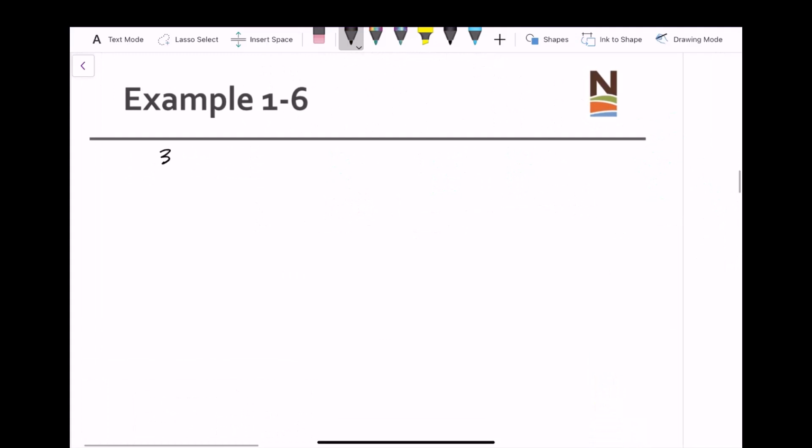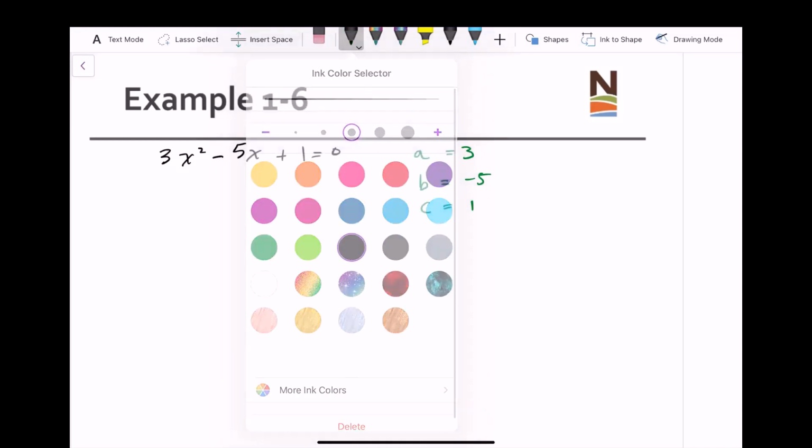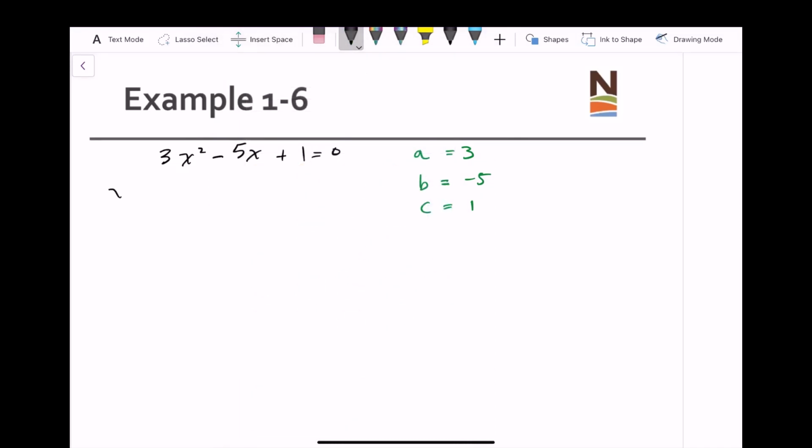Another one here, example 1.6, that's 3x squared minus 5x plus 1 equal to 0. Again, the first thing that you want to do is figure out what the a, b, and c constants are. So a is equal to 3, b is equal to -5, and c is equal to 1. From that, it's helpful to just write out your quadratic formula. So that's x is equal to -b plus minus the square root of b squared minus 4ac, all over 2a.